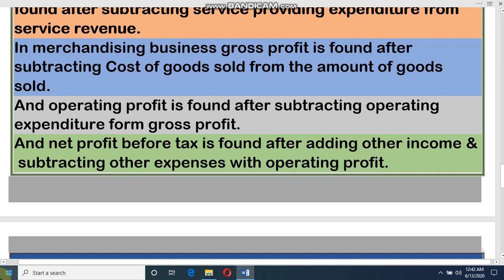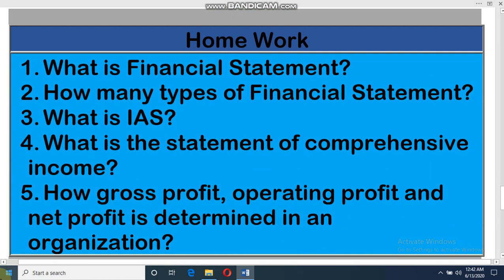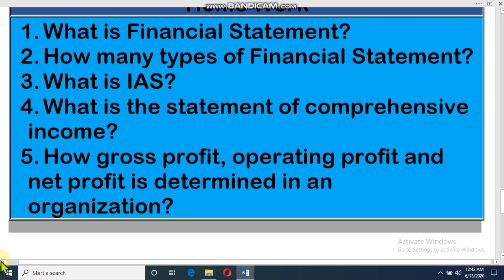Dear student, now it is your homework. What is financial statement? How many types of financial statement? What is IS? These are your homework.